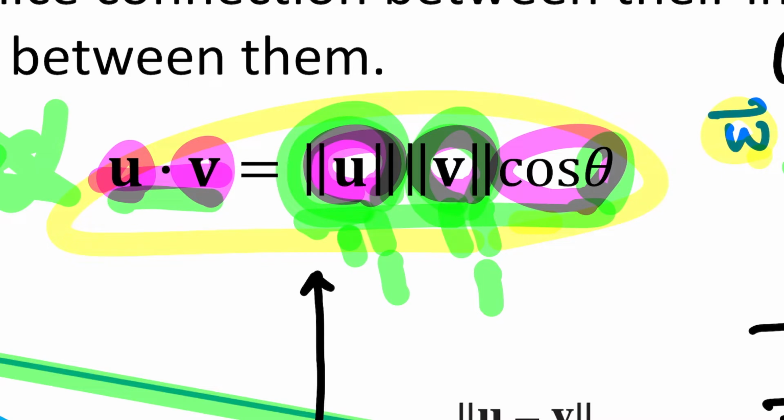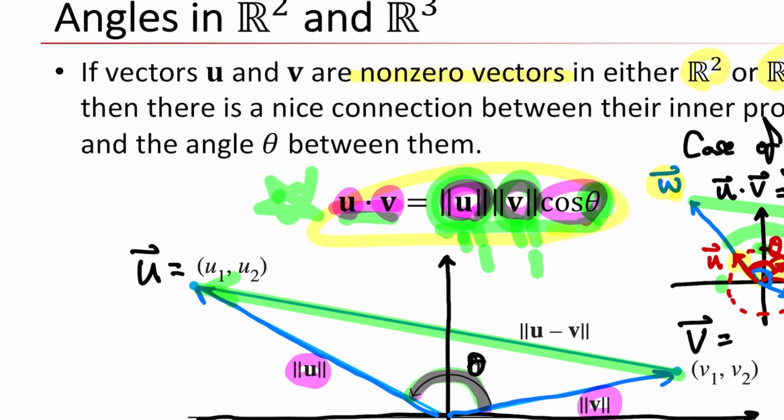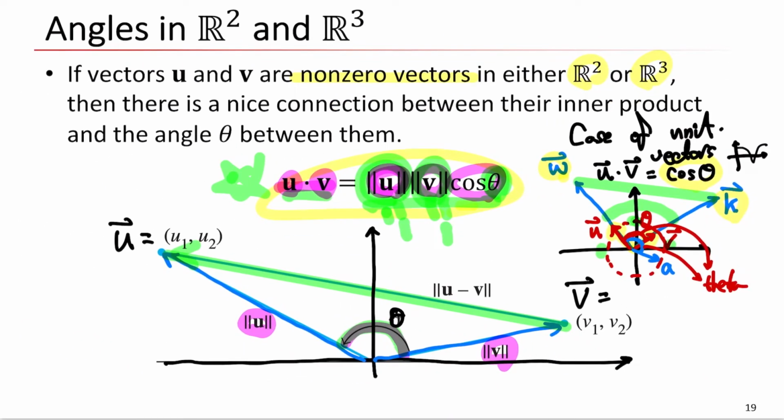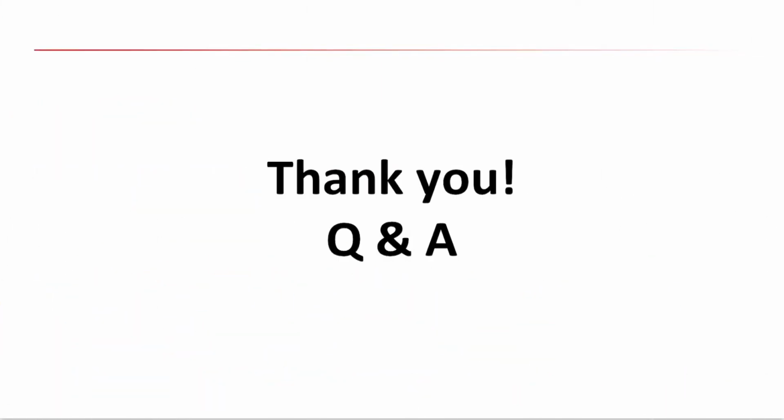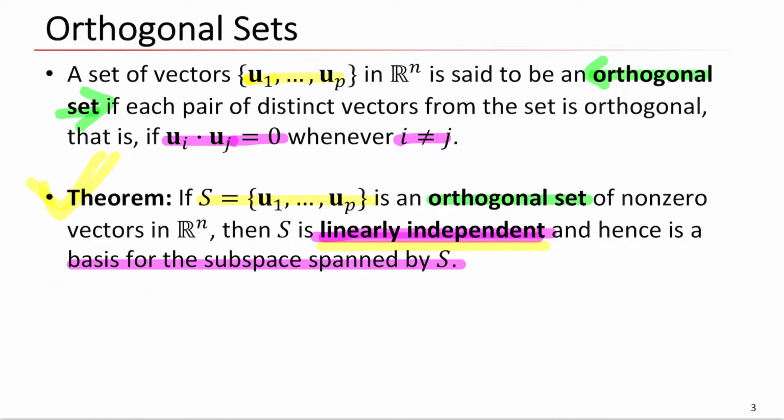In other words, the inner product of vector u and vector v is defined by theta, the angle between the two vectors. So by analyzing the inner product between them, we can understand their relationship in the vector space. Okay, so that was the inner product. And in lecture 9.2, we introduced the orthogonal set.